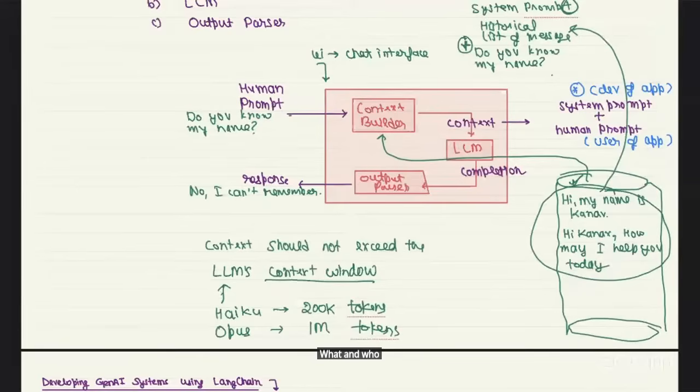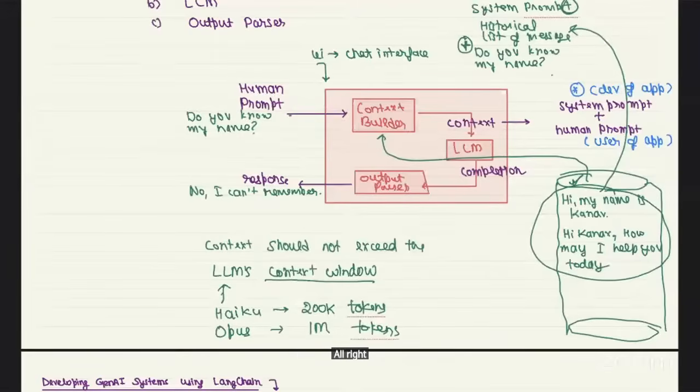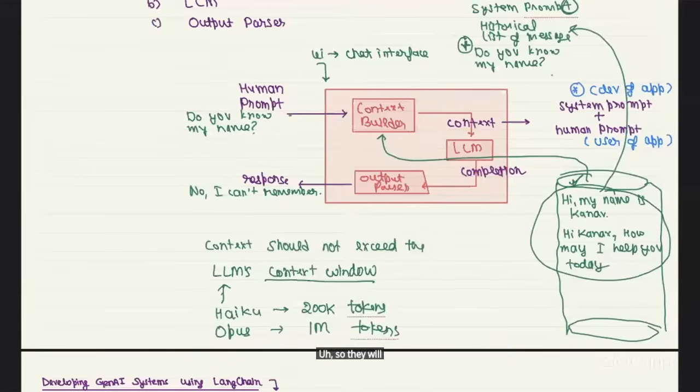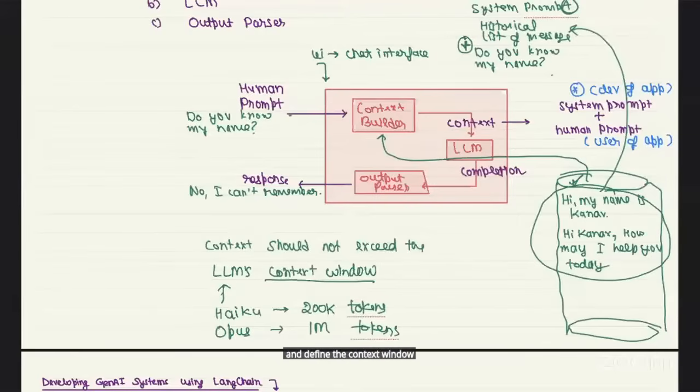What and who decides the context window? Very good question. People who design the LLMs. You remember there were companies we discussed on day one, multiple companies who have developed the large language models. The researchers working in these companies, while designing the large language models, decide how much context has to be given to the model they built. They will try to configure the transformer using different configurations. There is an algorithm called transformers, which is used to build large language models. They will use that transformer algorithm with various configurations to define the context window and various other parameters within it. I hope that is clear.